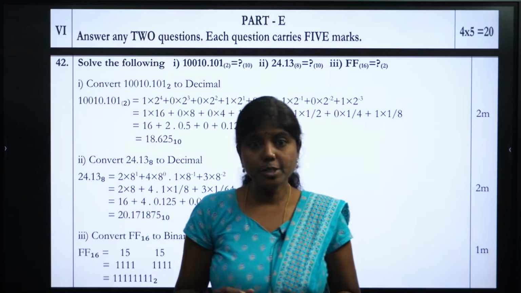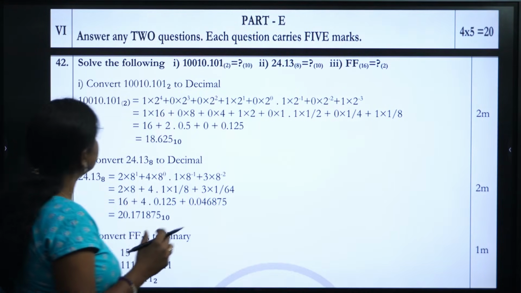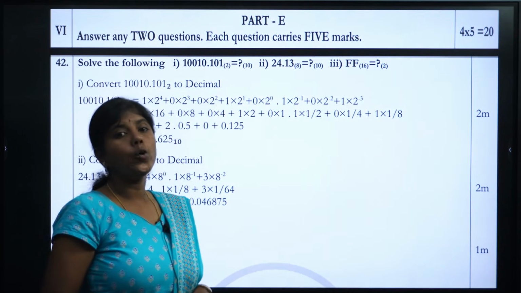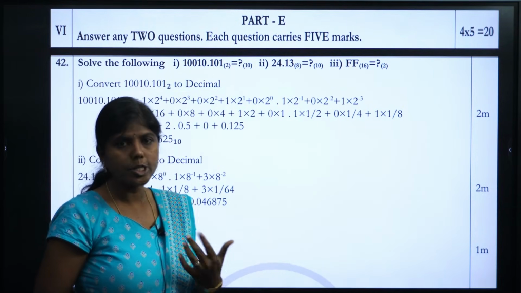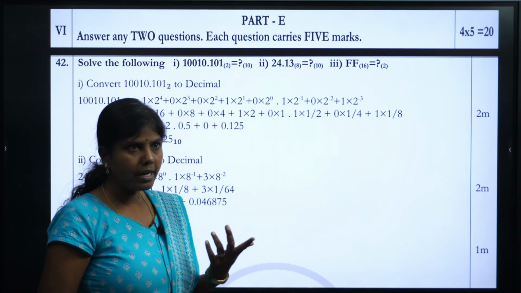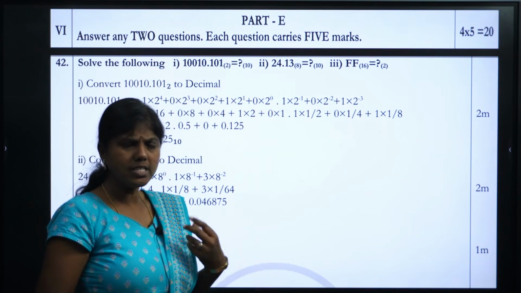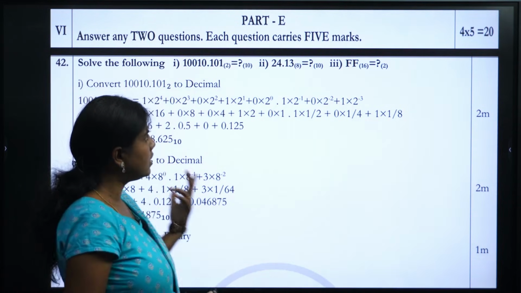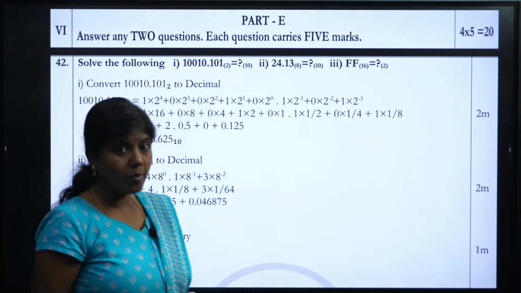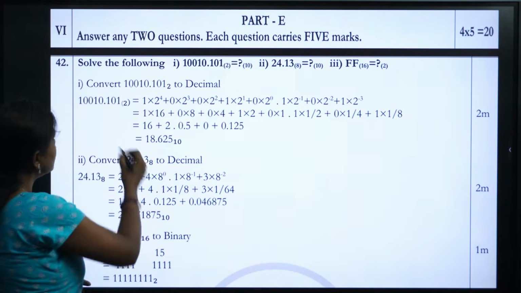Okay, so we'll start with part E. Part E is going to be 5 markers and it's very important. They're going to give you questions on output prediction, and then pattern printing, and not exactly pattern printing always, but something related to the programming part, and of course number system conversion will also be there. So we'll solve the questions here.